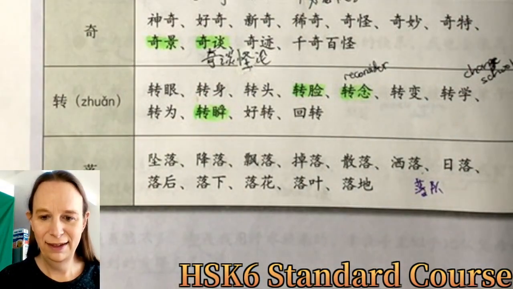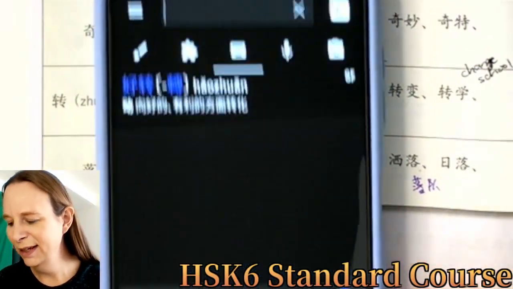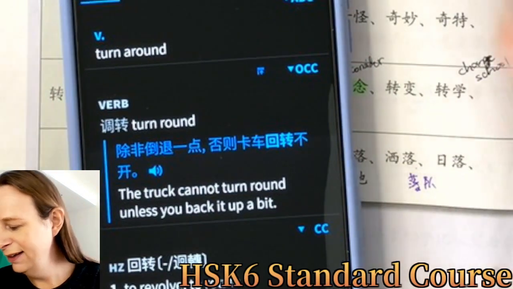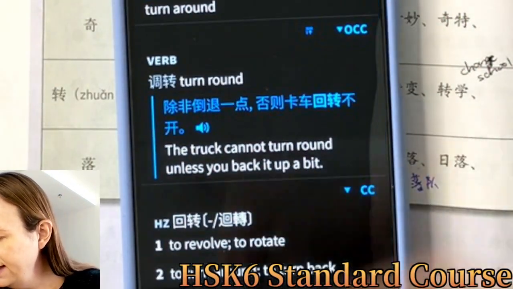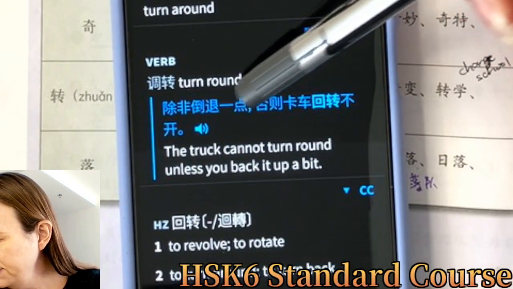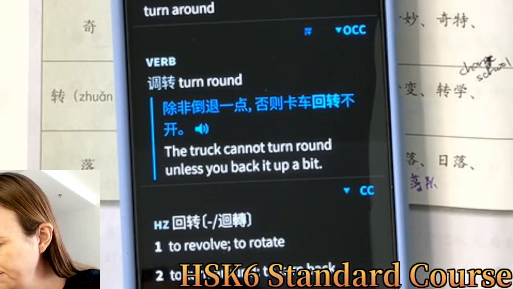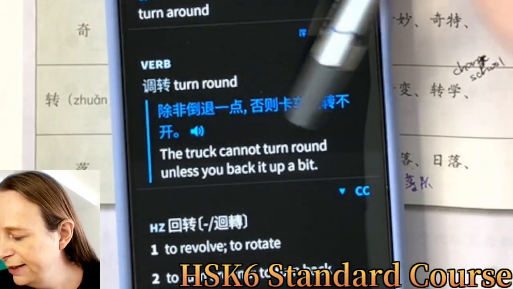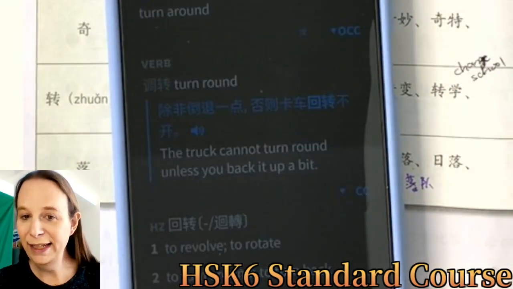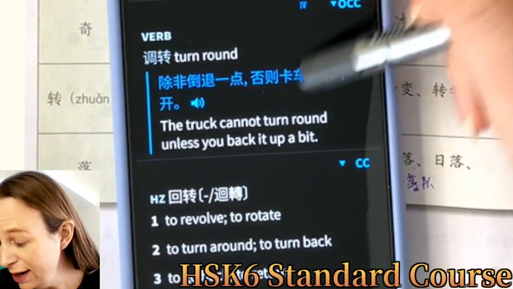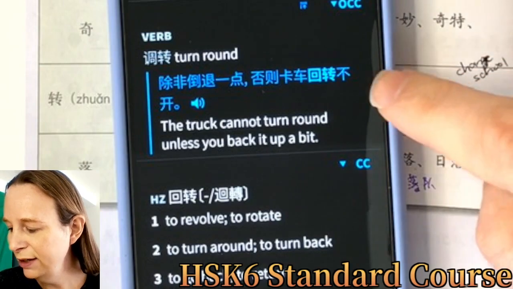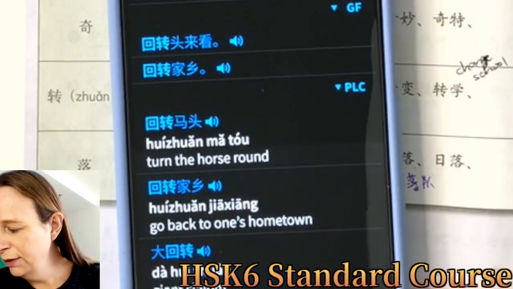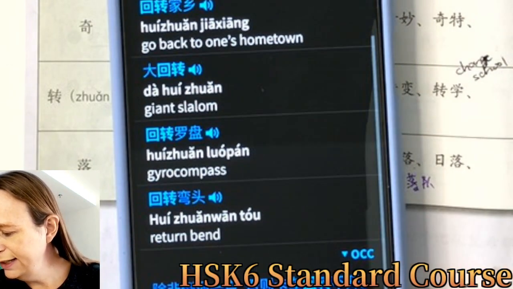回转. So 回 is return, 转 is transform. So 回转. It's kind of like, no, it's turn around, go back, revert. So this is using the grammar structure 除非…否则. So unless this, otherwise this. So unless we go back a little bit, the truck will not be able to turn around. So you have to go back a bit in order to turn around, basically. 回转.